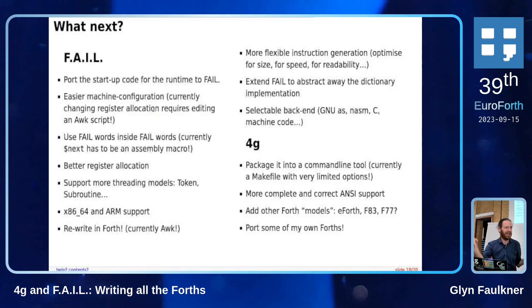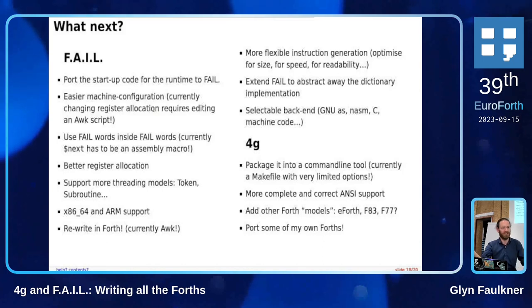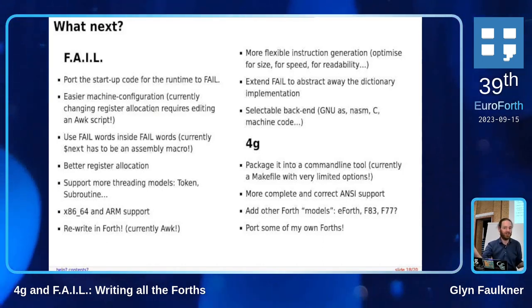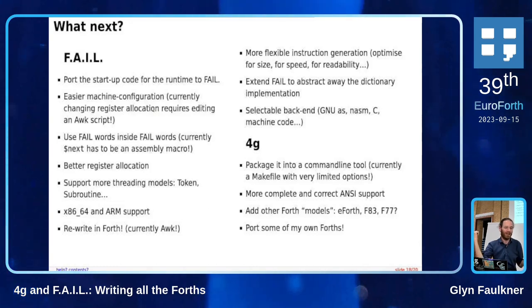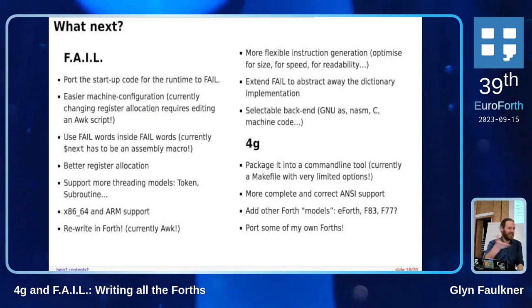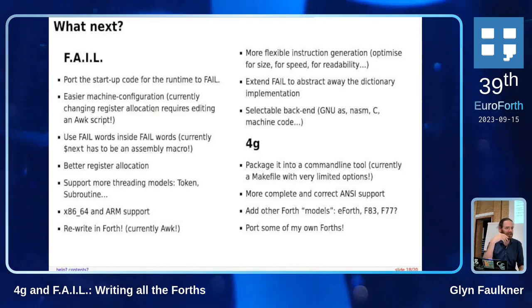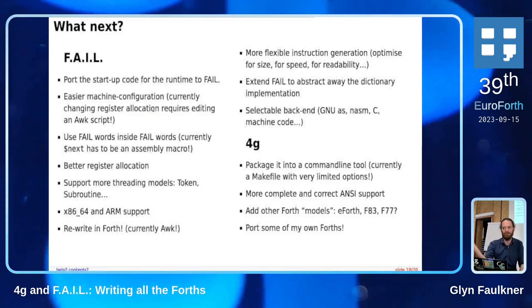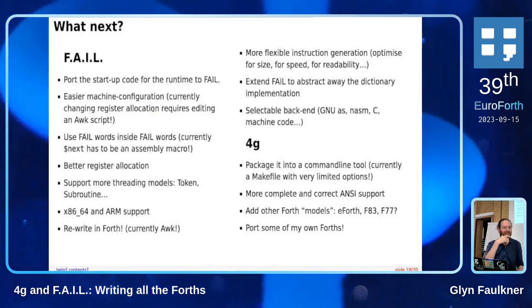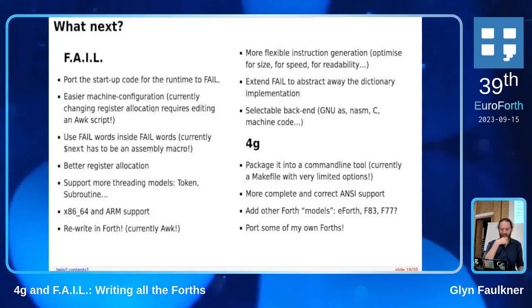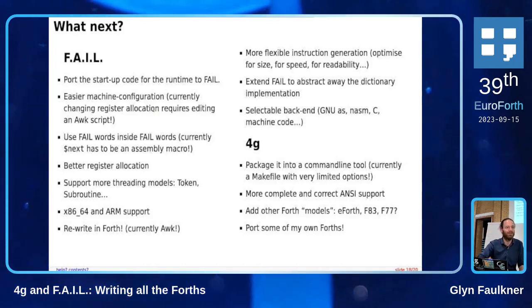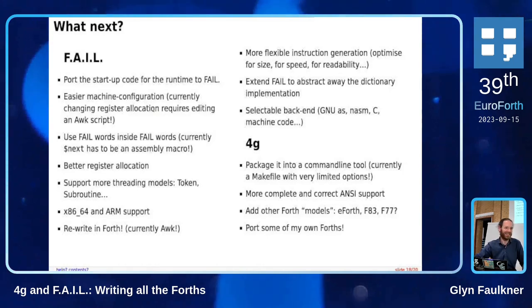So, for example, if you've got an example which is a subroutine threaded Forth using call and return, and you compare the performance of that to an otherwise identical Forth where all the other register allocations are the same, but you're using an indirect threaded or direct threaded model, you could see, okay, how much of a branch prediction penalty does that actually give me? That would be the kind of benchmarking you could potentially do with a complete FAIL. Don't know how long that's going to take.